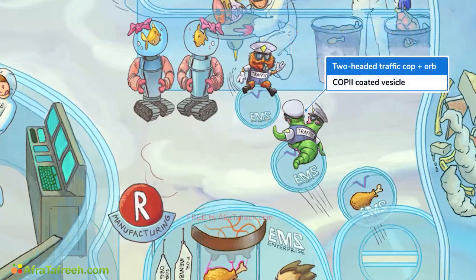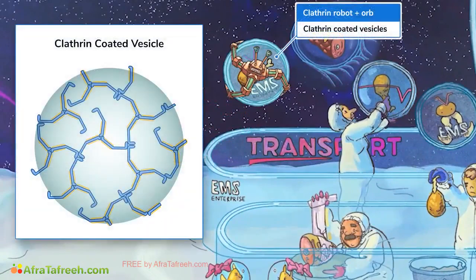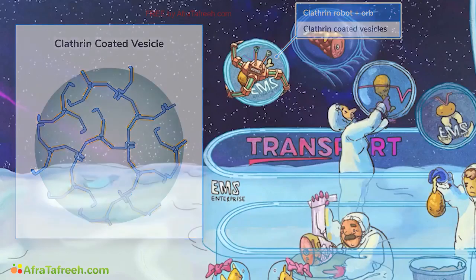In contrast, COP2-coded vesicles move anterograde, that is, from the RER to the cis Golgi. To represent COP2, you can see this two-headed traffic cop heading in the opposite direction of his single-brained pal. And finally, any vesicles coded in clathrin move from the trans Golgi to lysosomes. Which is why this orb, coded in a clathrin-shaped alien, is leaving the transport side of the processing center. Clathrin also helps bring new stuff inside the cell via receptor-mediated endocytosis, but we'll save those details for another time.